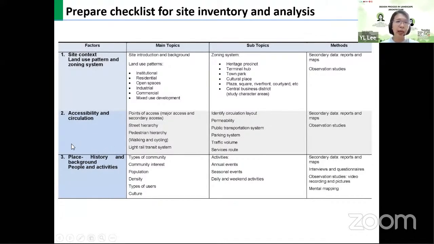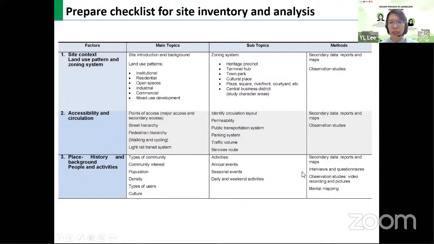Okay. Besides site context and accessibility, what is important in landscape architecture site survey studies? For me, the place history and also the background of people and activities is very important. As I said just now, landscape design is important for placemaking. So activity dealing with community is a must. Okay.